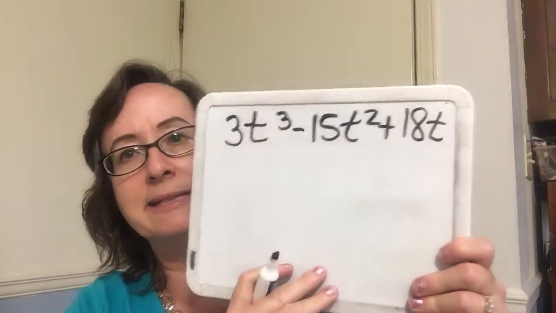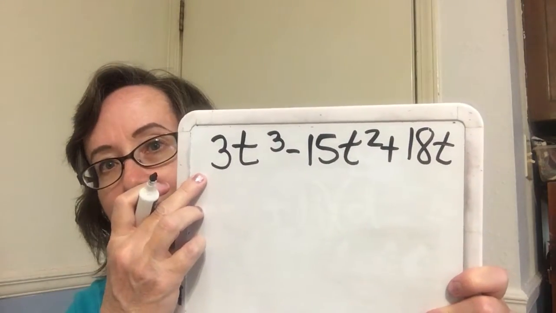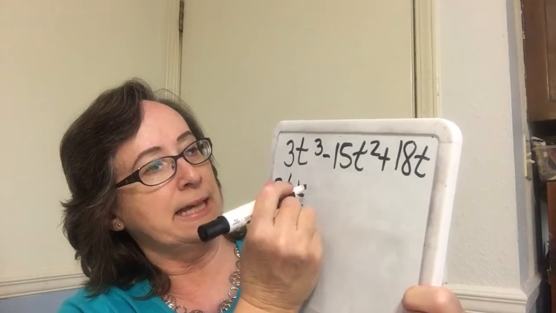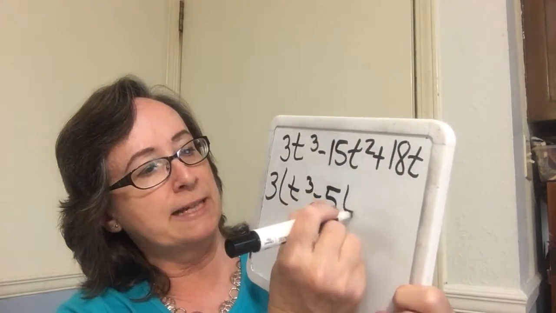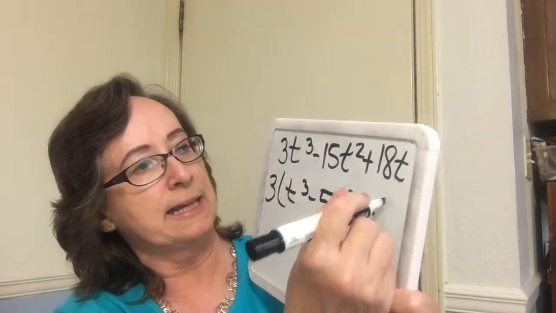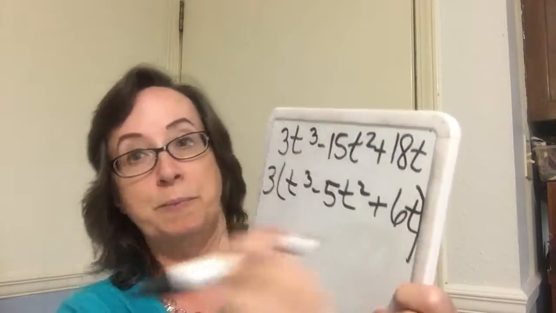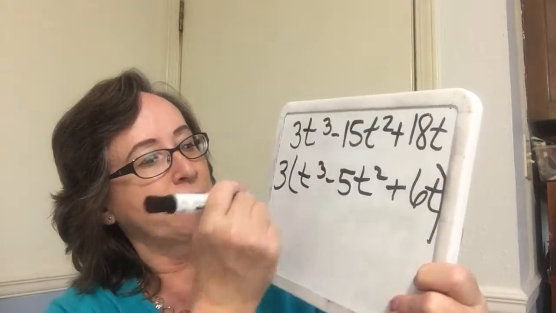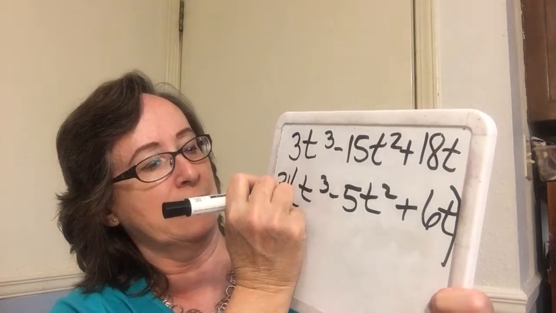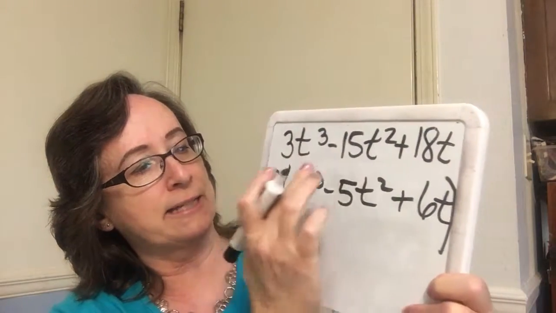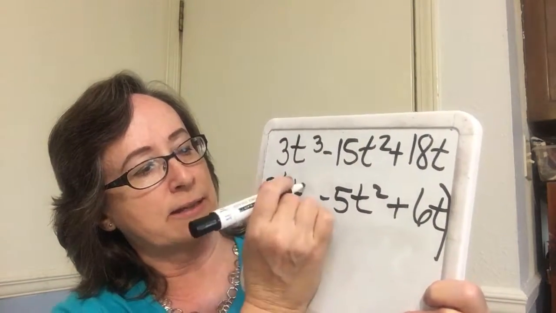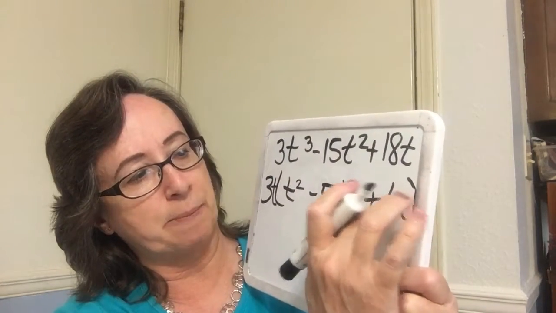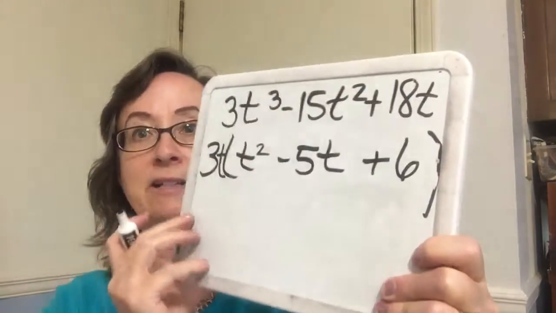Okay, another one that does not have a 1 on the front, but the 3 can factor out. So we pull out a 3, and we get t cubed minus 5t squared plus 6t. Oops, I could have factored out a t as well. So I'm going to factor out a t, which is going to make this one a t squared, and this one a t to the 1, and this t just disappears. I should have done that to start with.